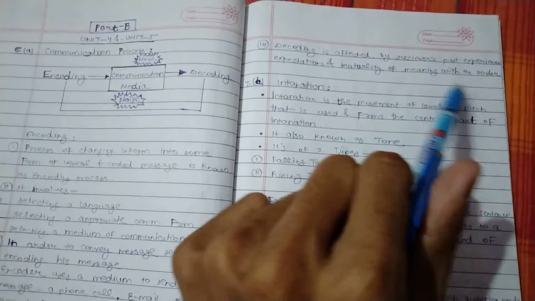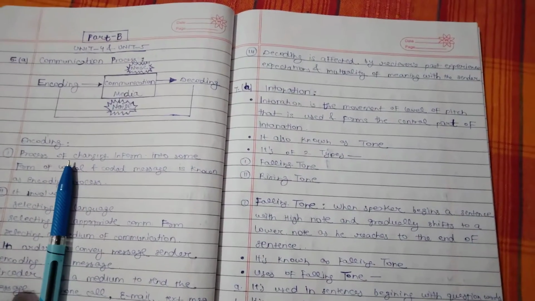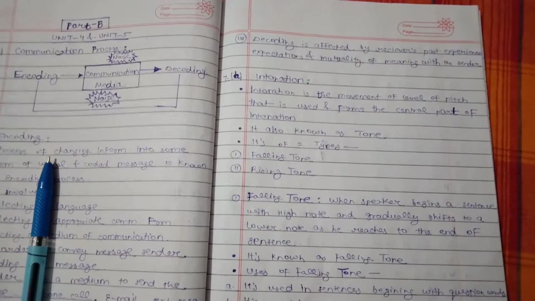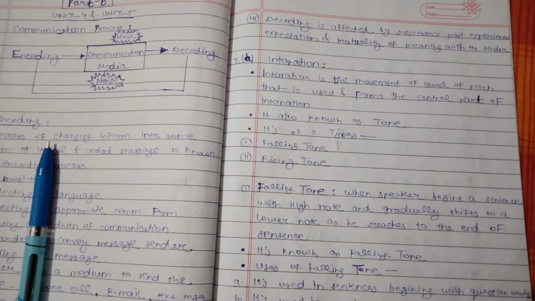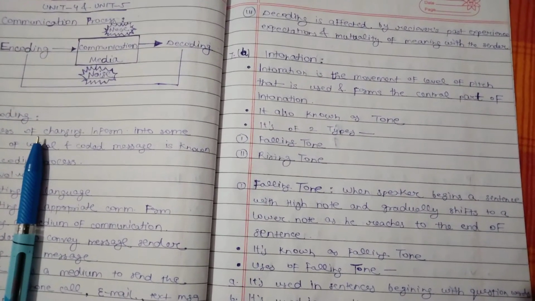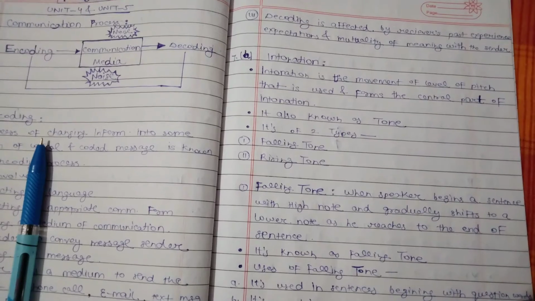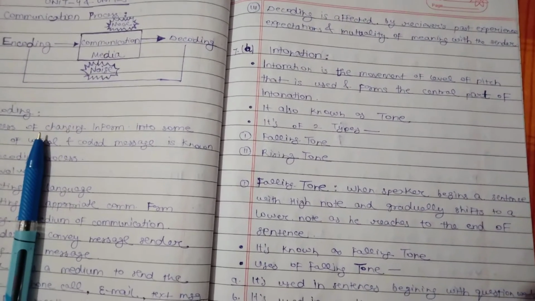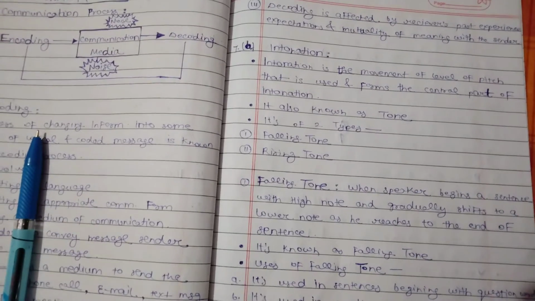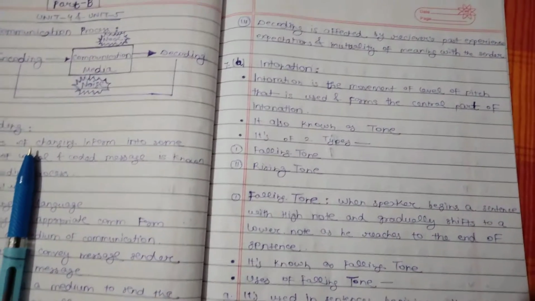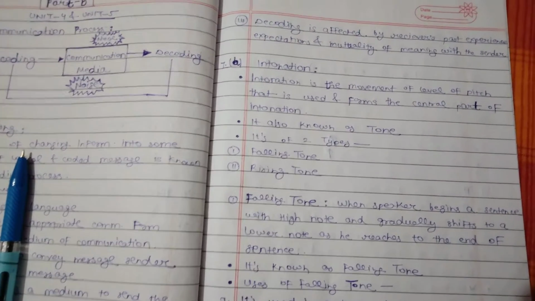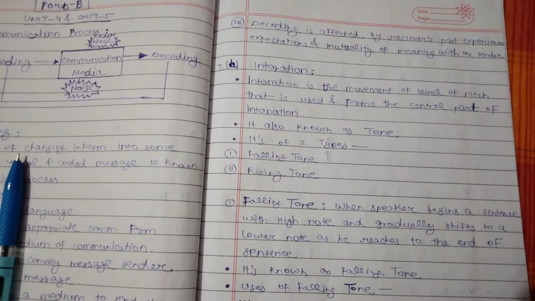It is affected by the receiver's past experience, expectation, and mutuality of meaning with the sender. The receiver stands for basically your audience. If we see it in a public setting, decoding is affected by the experiences that happened in the past with your audience, or the expectations they have of you when you are presenting in a public manner. So decoding is affected by the receiver's past experience and expectation.